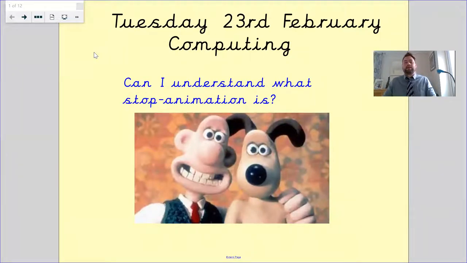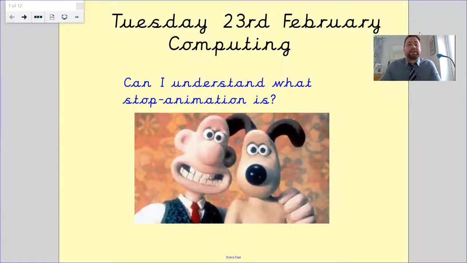So here we are. Today is all about understanding what stop animation is, and here is a picture below. Some of you may know who these characters are, some of you may not. These characters are called Wallace, who is the man here, and his dog is called Gromit. These two characters were made very famous in the 1990s, where Nick Park, who was the creator, had painstakingly made a feature, about a 25 minute long episode of these two characters jetting off to the moon to collect cheese.